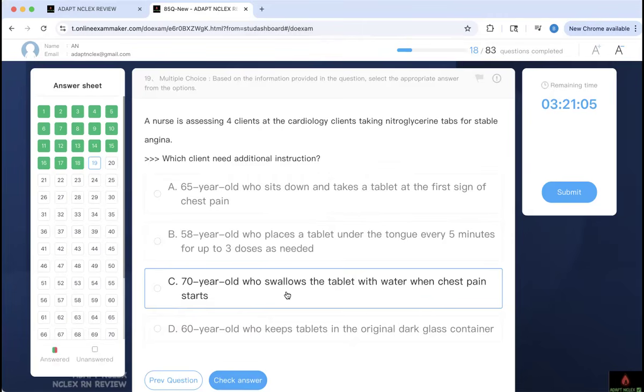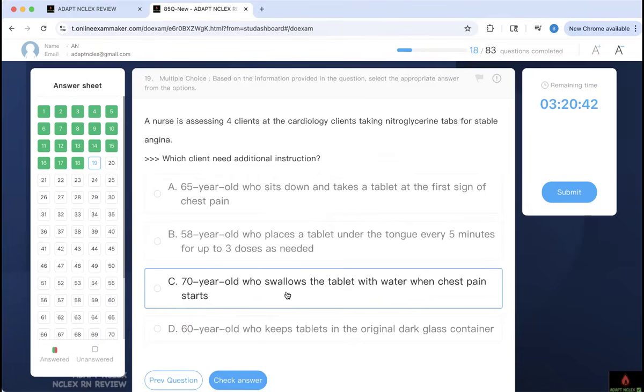A 58-year-old who placed the tablet under the tongue every 5 minutes up to 3 doses as needed. A 70-year-old who swallowed the tablet with water when chest pain happened. Should you question that? A 60-year-old who kept the tablet in the original dark glass container. These are concepts associated with nitroglycerin that you have to teach the patient.